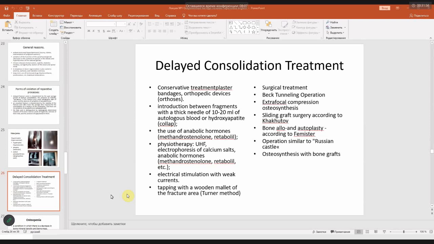Surgical treatment. Bone tunneling operation. Extrafocal compression osteosynthesis. Sliding graft surgery according to Khakhutov. Bone allo- and autoplasty according to Phemister. Operation similar to the Russian castle. Osteosynthesis with bone grafts.